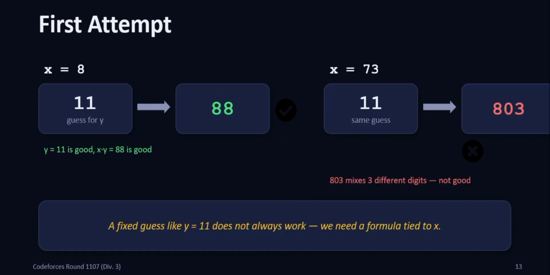So my first attempt was using one number like 11. When you use 11 you might always get a good number, is my first assumption, but it's not good, because 8 times 11 is 88, but 73 times 11 is 803, and it doesn't give you a good number because it mixes three different digits. So finding just one number is not enough. You need a constructive algorithm.